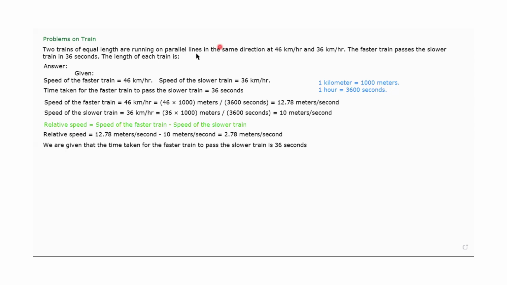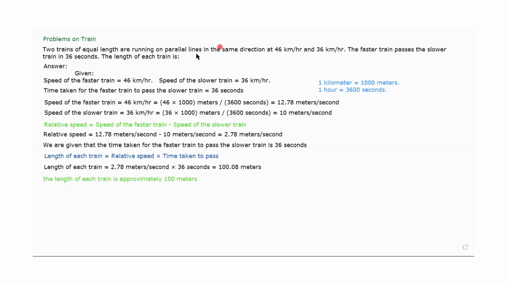We are given that the time taken for the faster train to pass the slower train is 36 seconds. Now, we can use the formula, length of each train equals relative speed times time taken to pass. Length of each train equals 2.78 meters per second times 36 seconds equals 100.08 meters, approximately. Therefore, the length of each train is approximately 100 meters.